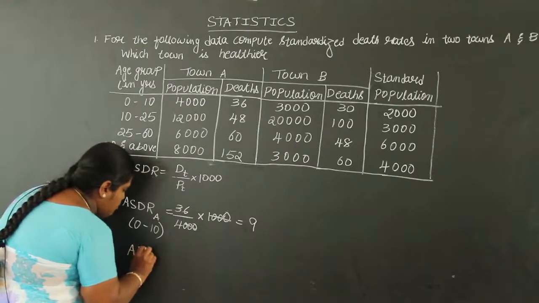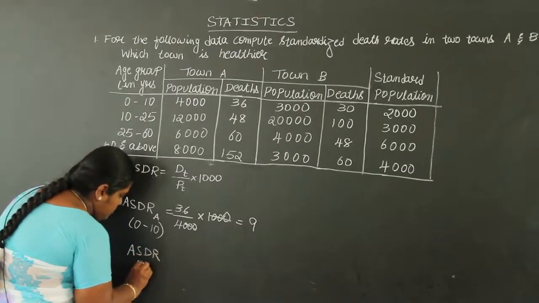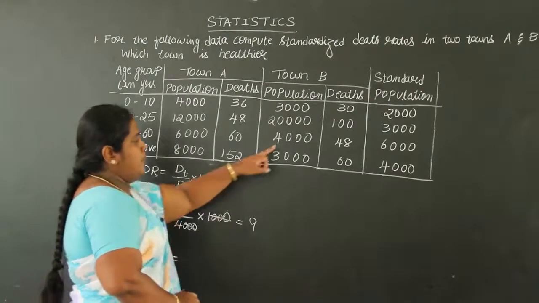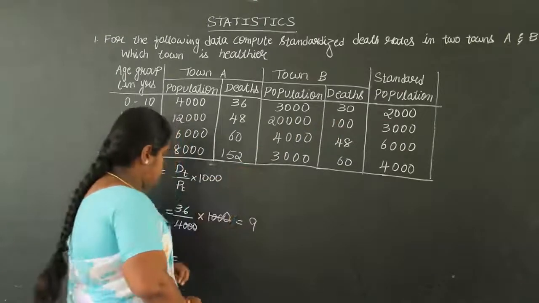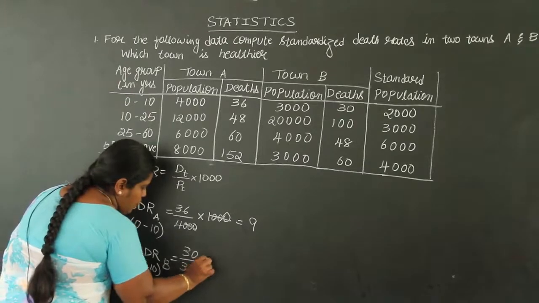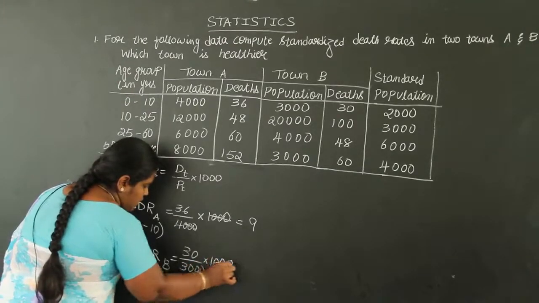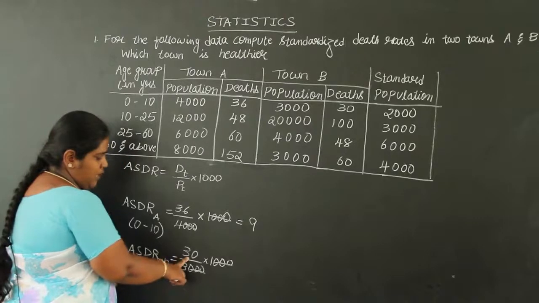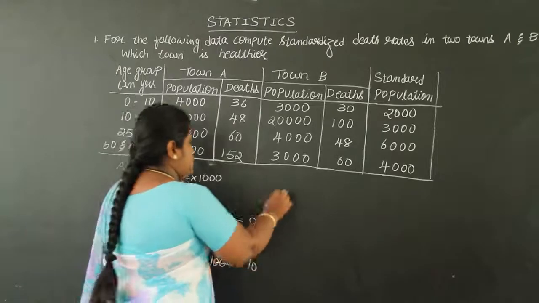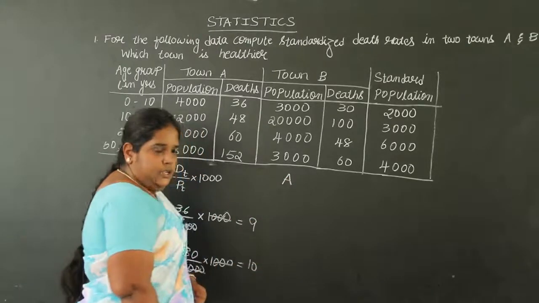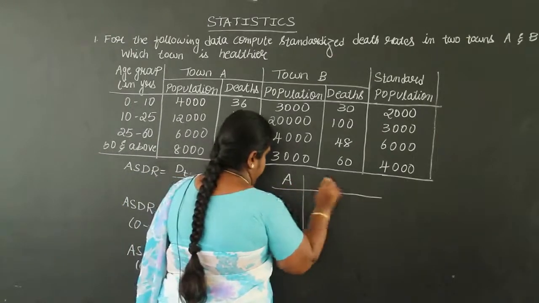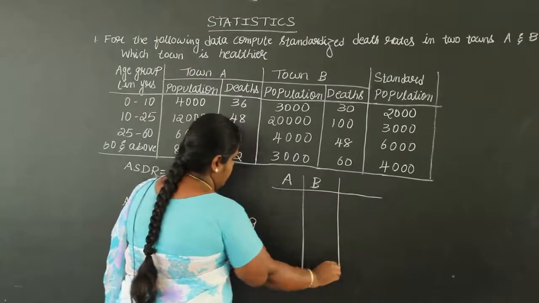Similarly, we'll do it for the population B. So I'll write it as ASDR of B. For the second population, it is 30 divided by 3000 into 1000. So again 1000 and 1000 will get cancelled. So we'll have 30 divided by 3, which is 10. So ASDR is denoted by A for the town A, and for the town B it is denoted by B. So we have calculated here.